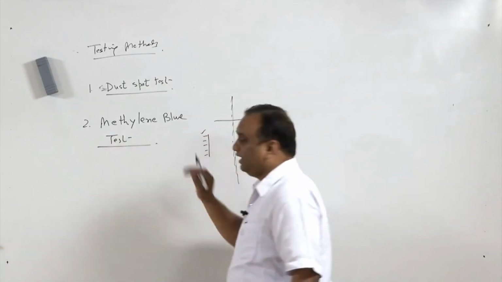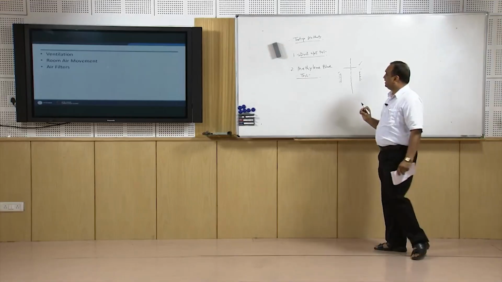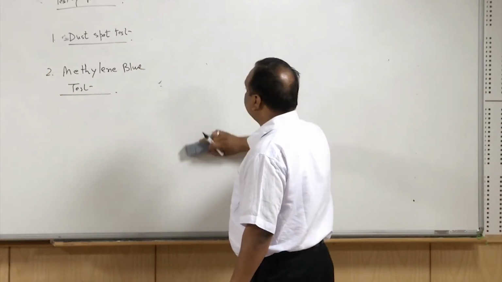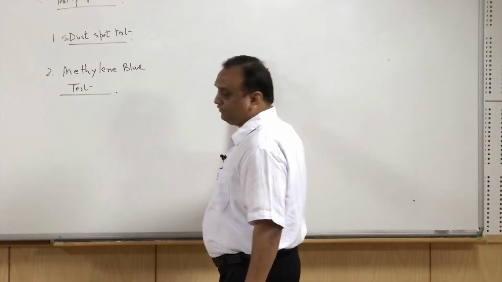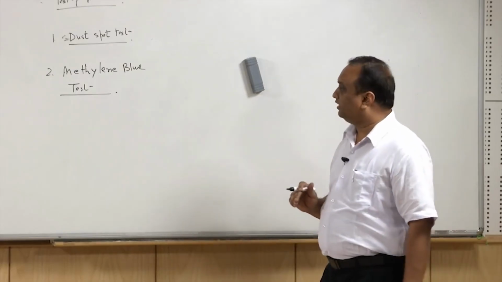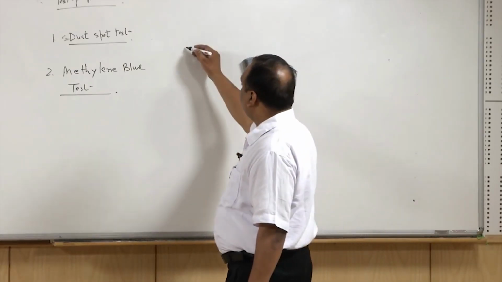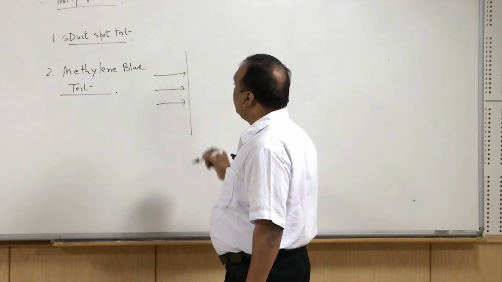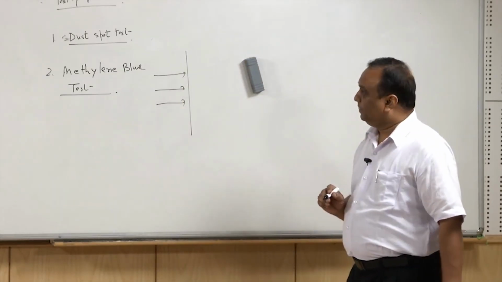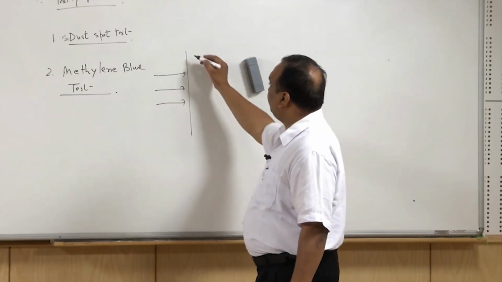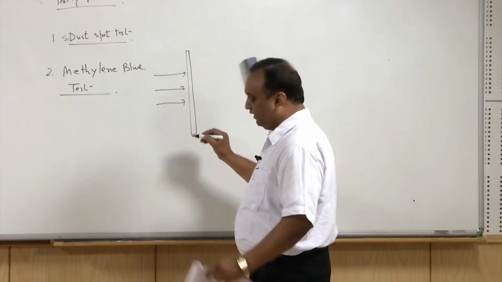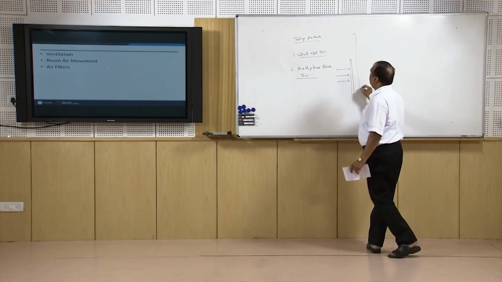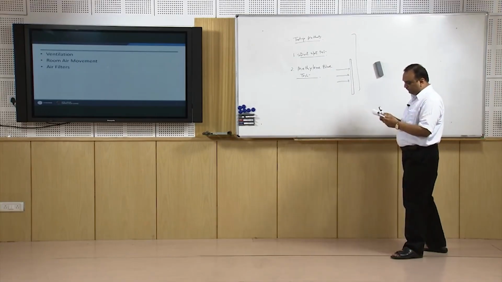Another test which is very popular is the methylene blue test. Methylene blue has particles which are in size and shape very close to the particles of dust. So methylene blue is passed over the filters, and filtering of methylene blue particles is noted, and that is how the effectiveness of a filter is decided. That is all for the testing methods of filters.